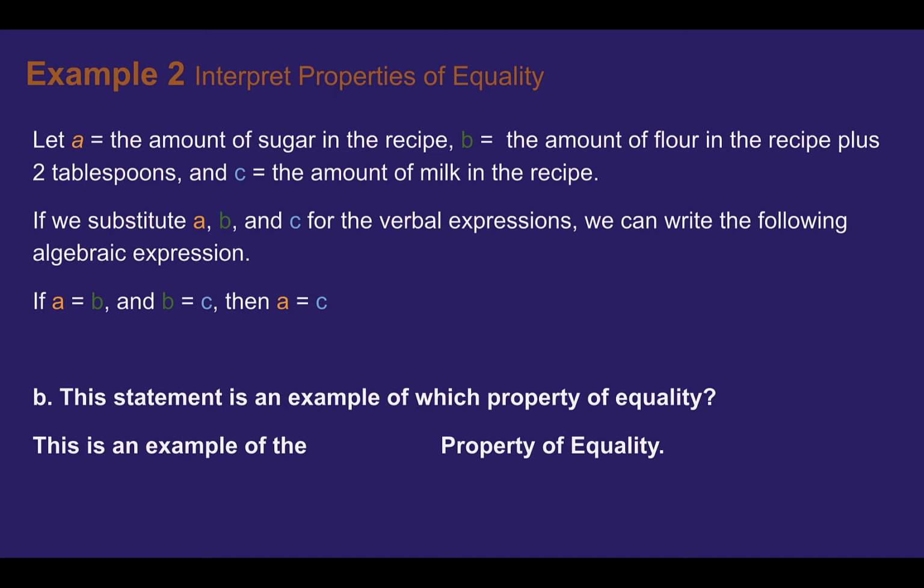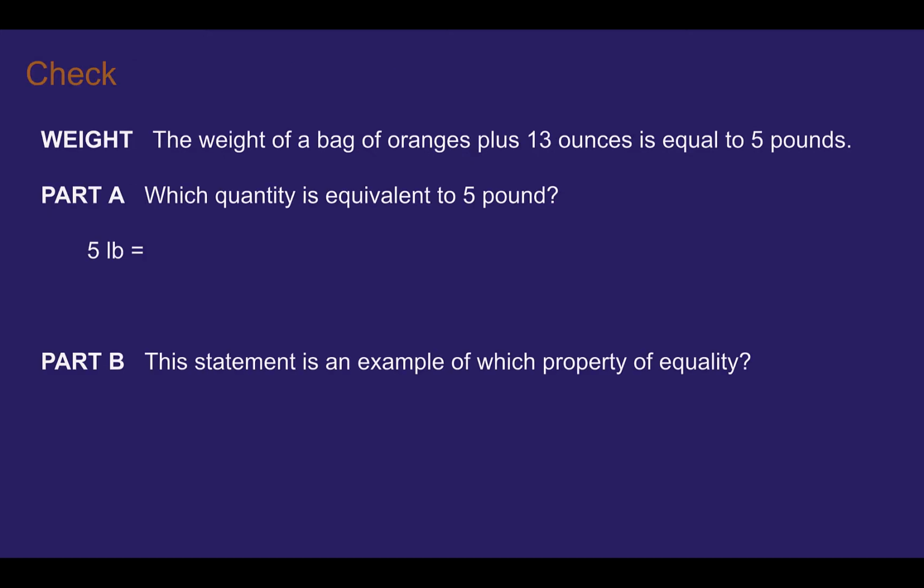So part B, the statement that we just had was an example of which property of equality? That was an example of our transitive property of equality. Check your understanding, read through the context sentence, and then answer part A and part B.